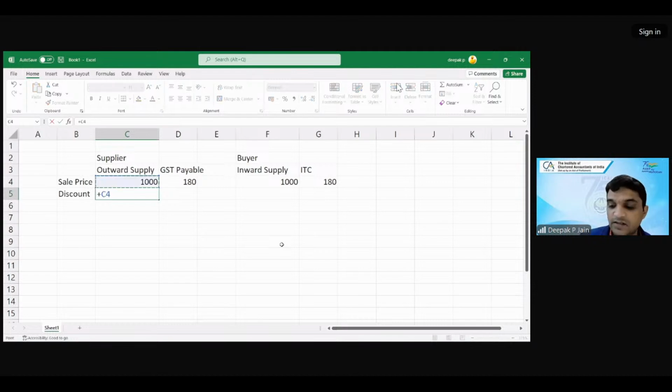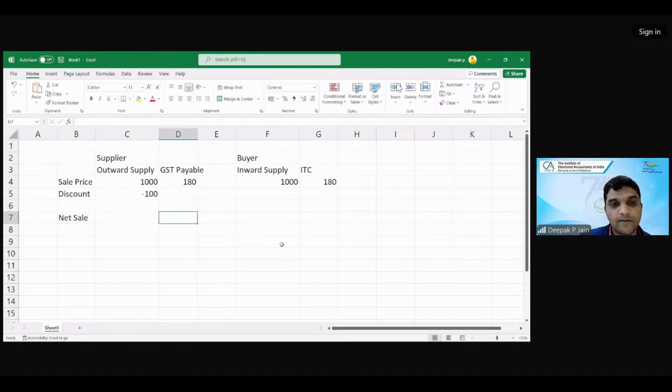Now, if I give him discount of 10%, so this much I will reduce from my turnover, because I will get 100 rupees less. I've sold him 1000 rupees. I will give him discount of 100 rupees. He will pay me balance 900 rupees. So my net sale is how much? 1000 minus 100. So 900 is my net sale.